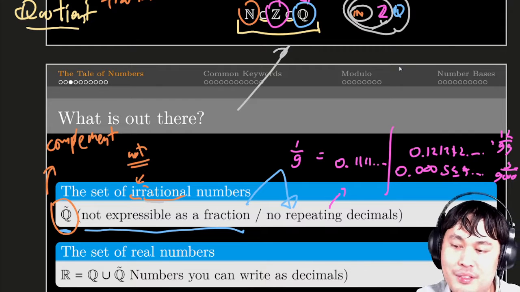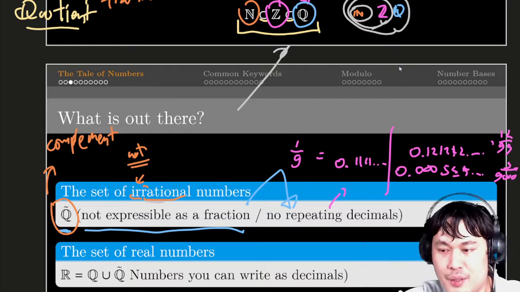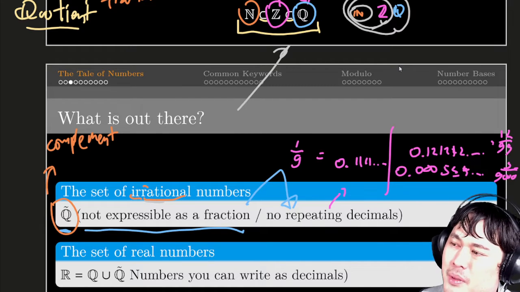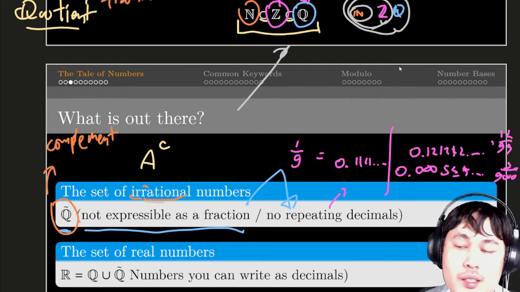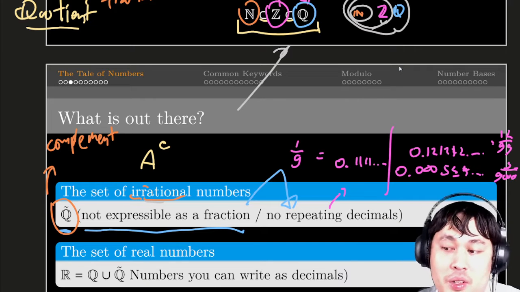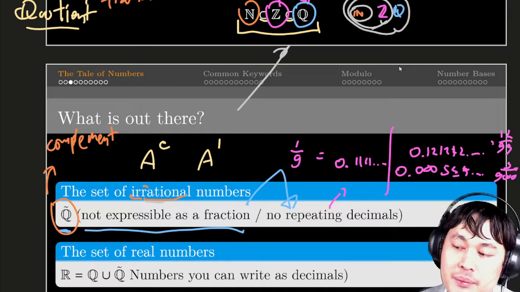We have something inside the set A. We can talk about things that are outside the set A. And from last time, the notation for the complement was A with a superscript C. The notation we talk about is the complement, or maybe A prime.